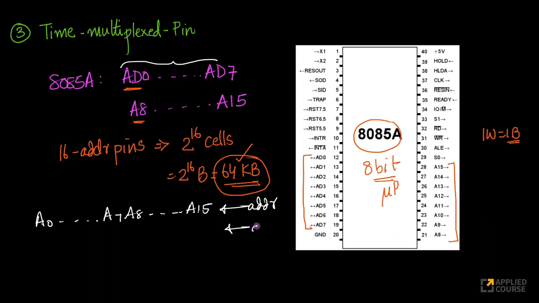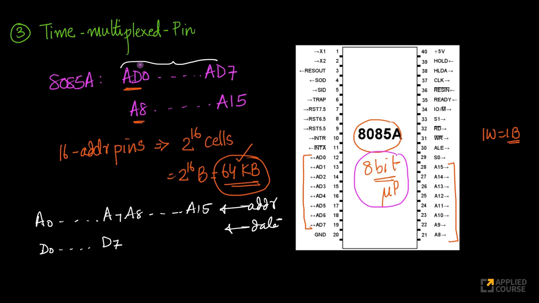What about my data now? Again, this is the lowest bit. This is the highest bit, right? So what is my data now? My data is D0 to D7. Why is it only D0 to D7? Because it's an 8-bit microprocessor. Because this microprocessor only transfers 1 byte or 8 bits at a time, my data pins are only D0 to D7.